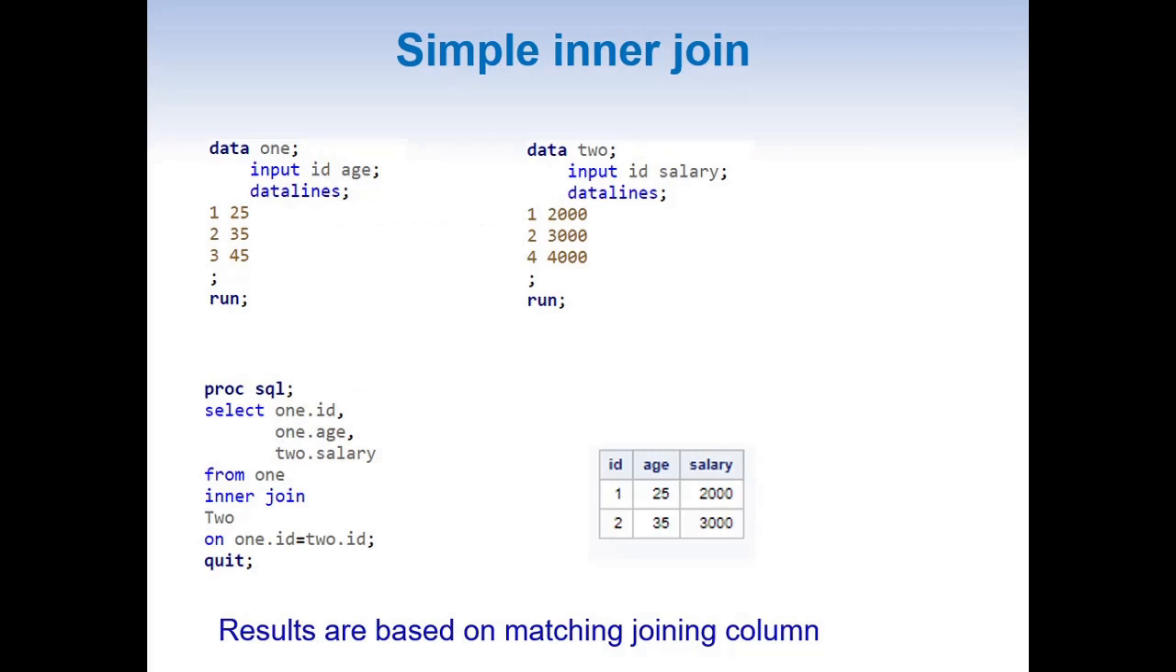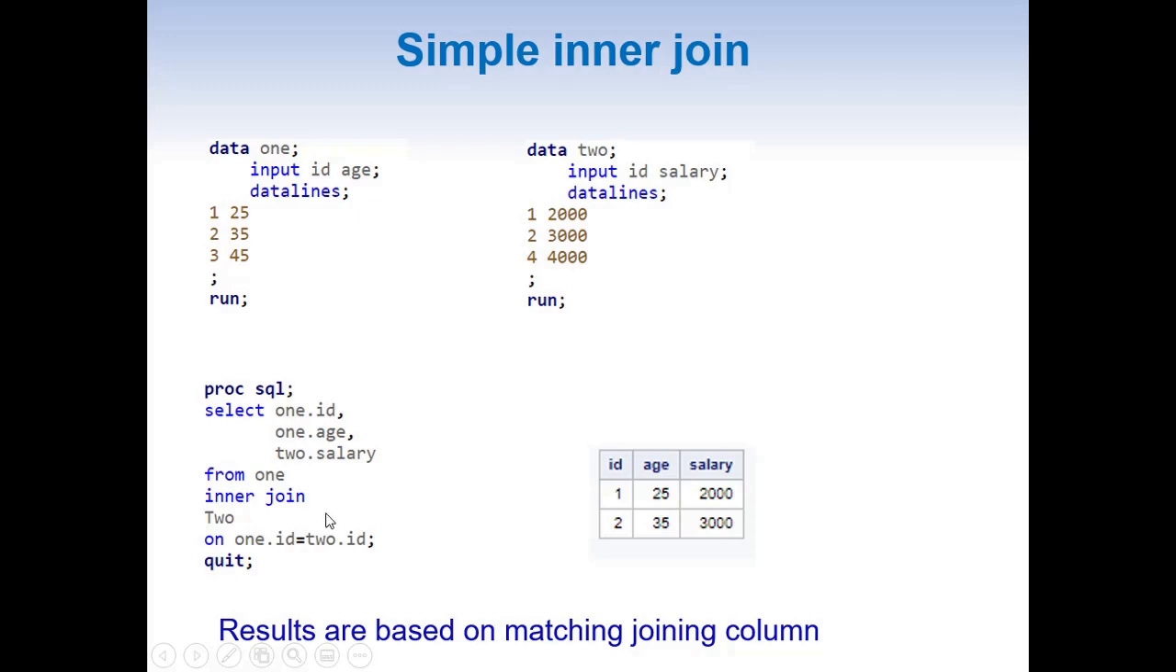Now let's first talk about simple inner join. When we are talking about inner join, we will try to understand this through an example. Here we have two data sets, dataset 1 and dataset 2, and we have variables ID and age in dataset 1 and ID and salary in dataset 2. And in here, what we are doing is an inner join. Let's look into the code below.